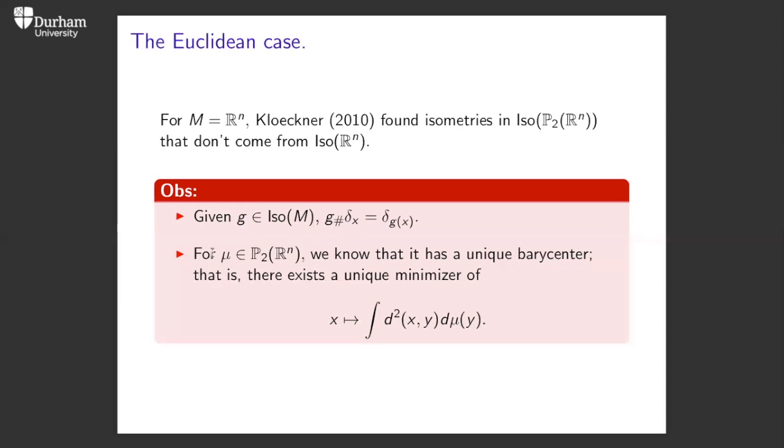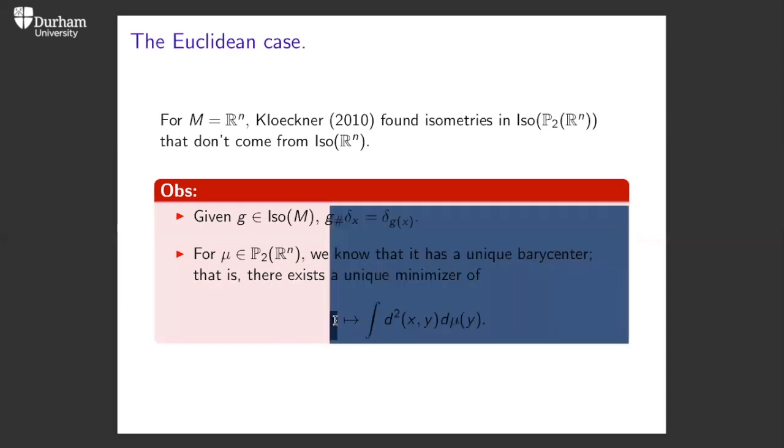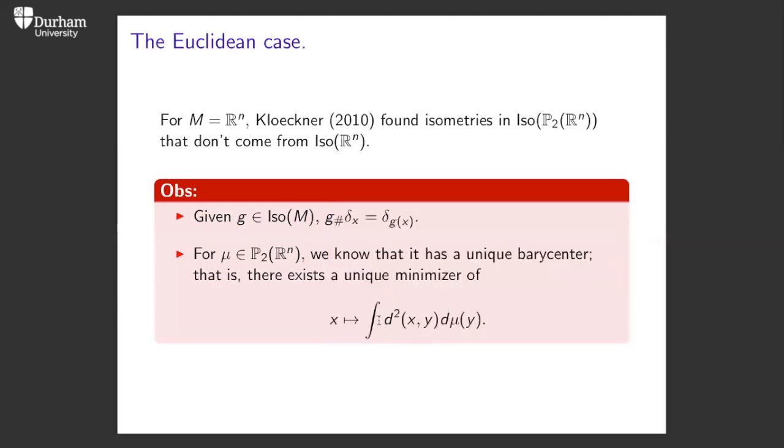And second, if mu is a probability measure in R^n, then it has a unique center of mass, a unique barycenter. That is, the functional that sends a point x in R^n to the integral of the square of the distance from x with respect to the measure mu has a unique minimizer, which is known as the barycenter, center of mass, or Fréchet mean.